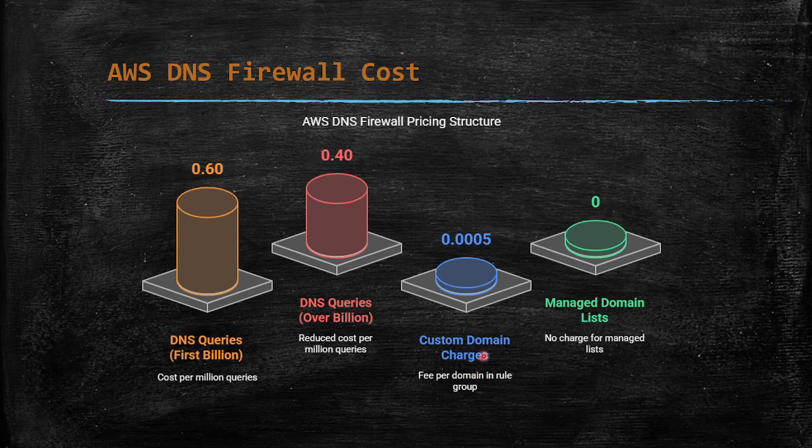I mean, even if you hold 10 domain names, it won't cost you that much. Very impressive is that AWS itself has a list of domain names containing all the malicious and malware domains, and it keeps updating those lists. It has almost hundreds of domain lists, which are managed by AWS.